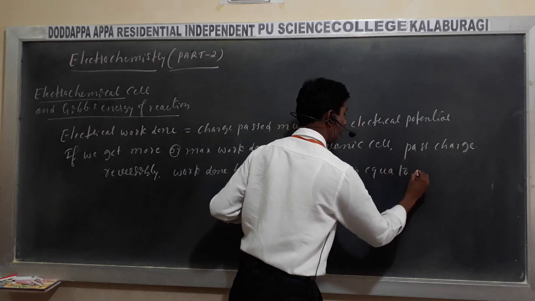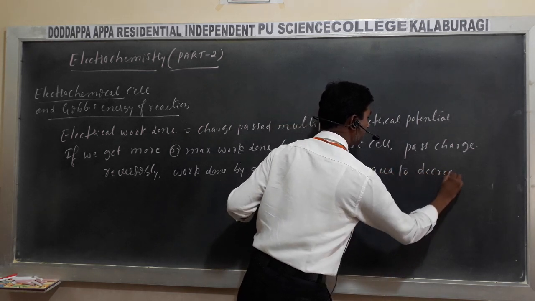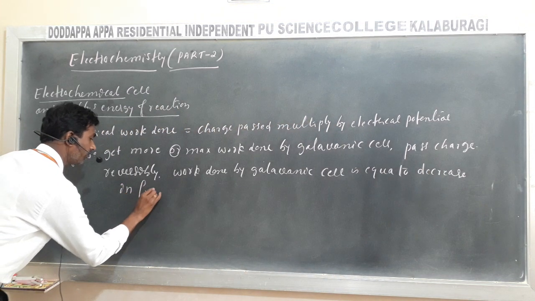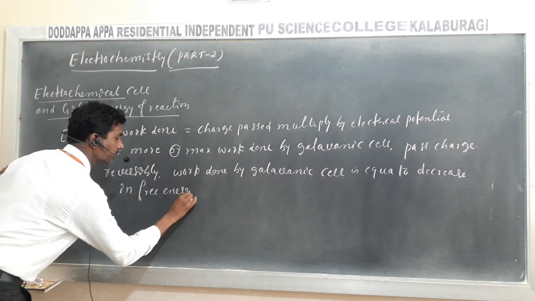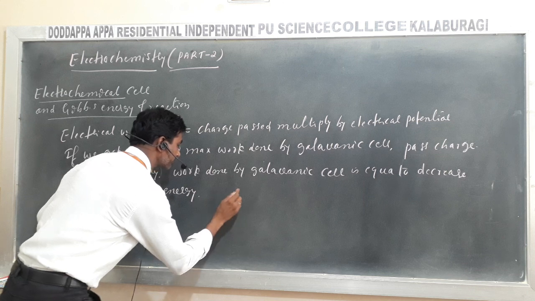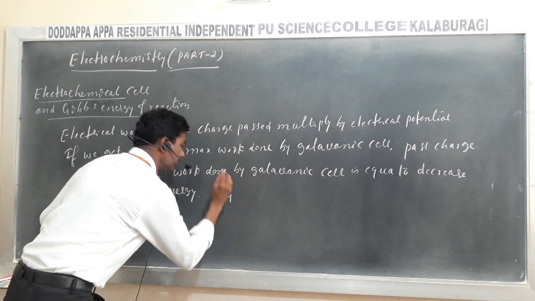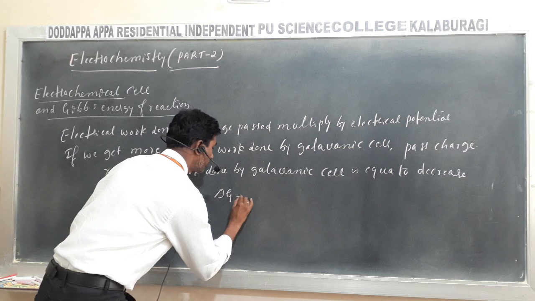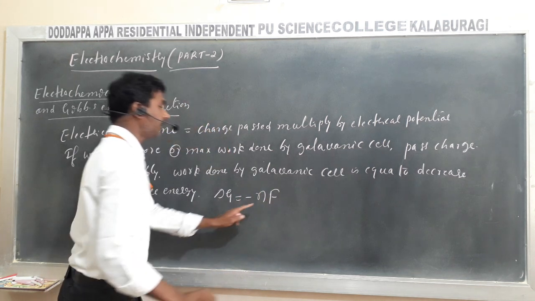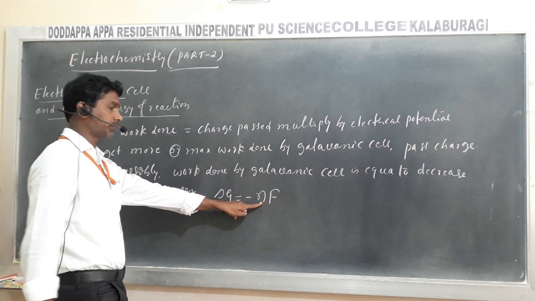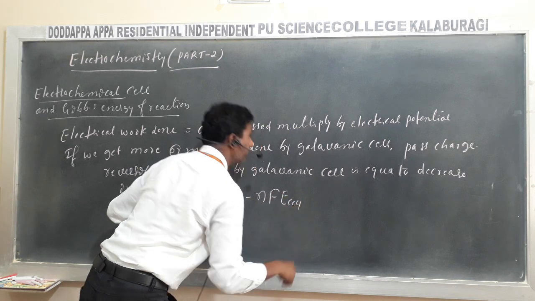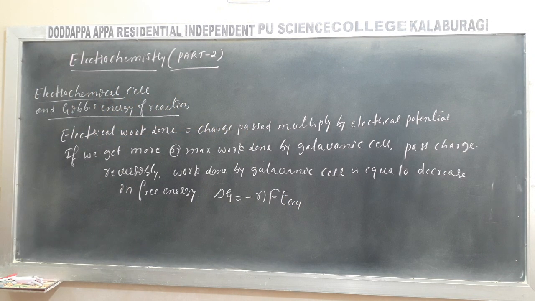the decrease in free energy. So what is the expression? The change in free energy, delta G, is equal to minus, this is the decrease, nF. nF is nothing but the total charge passed, multiplied by the electrical potential.